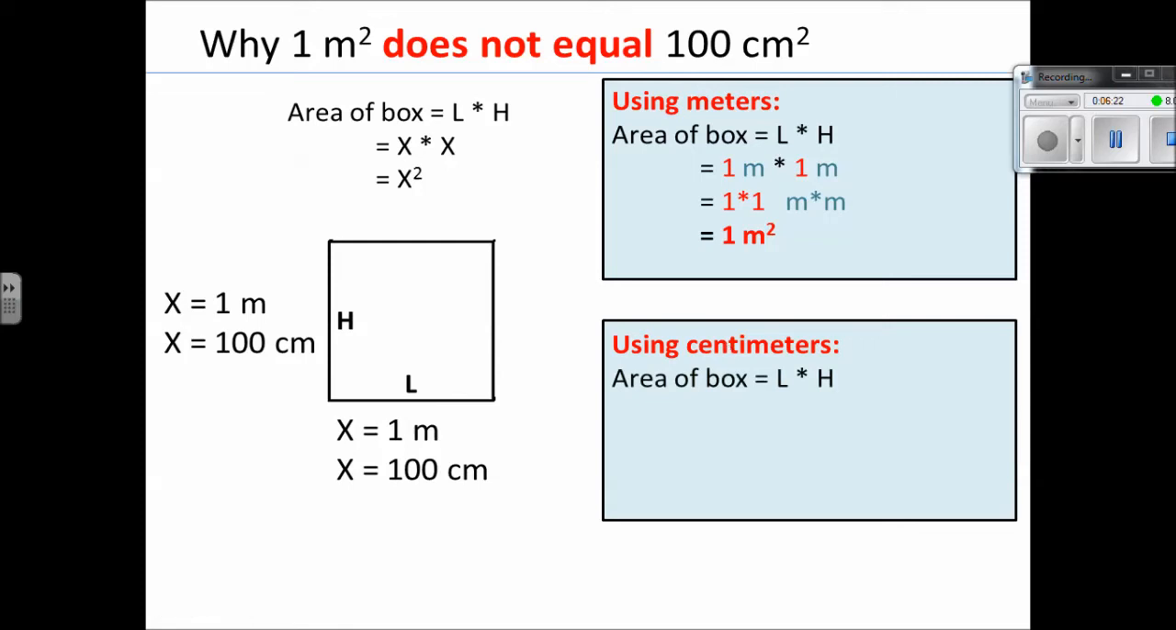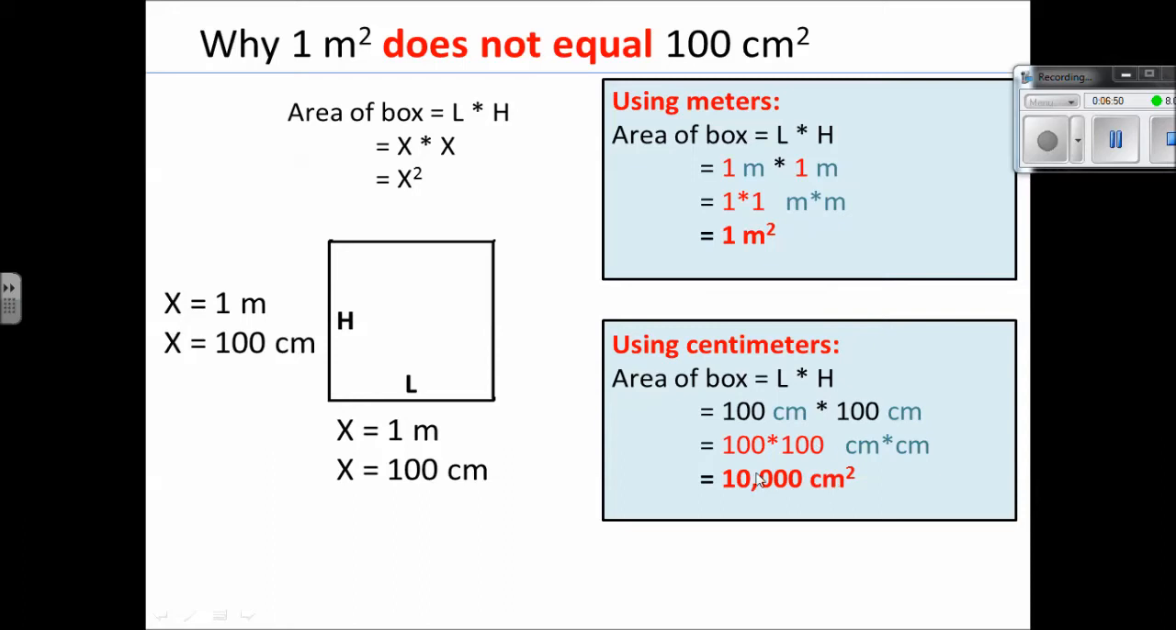Remember, the length of the box is also 100 centimeters. The height of the box is also 100 centimeters. So therefore, 100 centimeters times 100 centimeters, you're going to get 100 times 100, and centimeters times centimeters. Well, 100 times 100 is 10,000 centimeters squared. So while this box is absolutely 1 meter squared, notice it is 10,000 centimeters squared.